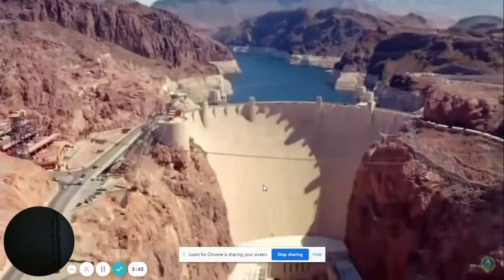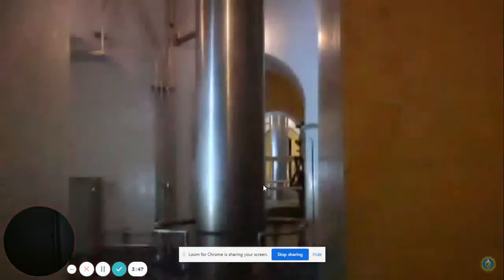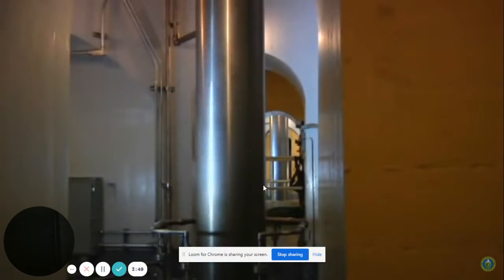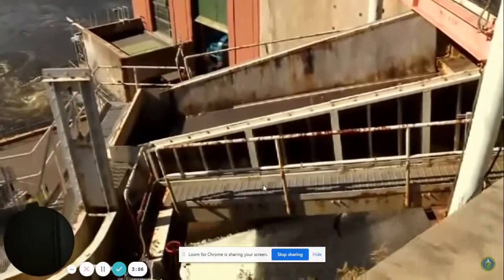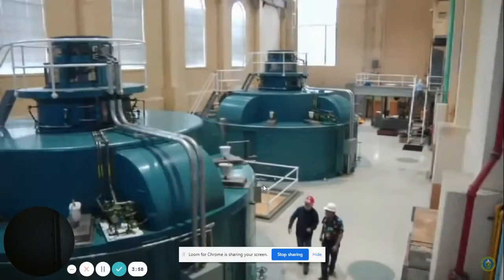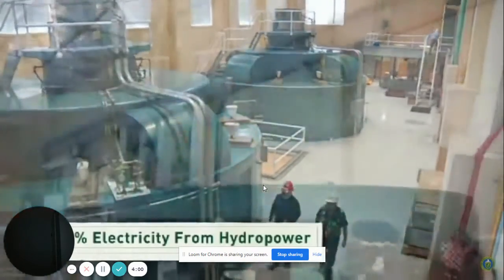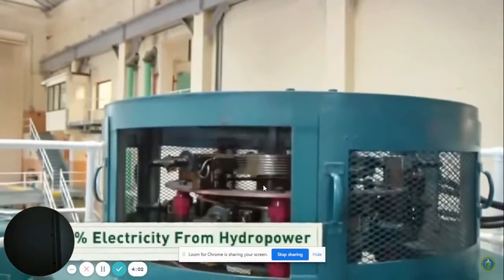Water flows from a higher elevation to a lower elevation, and a hydropower facility uses turbines and generators to convert this motion into electricity. America has been using hydropower to generate electricity for more than 100 years now, and today, about 7% of all our electricity is generated from hydropower, making it the largest source of renewable power.